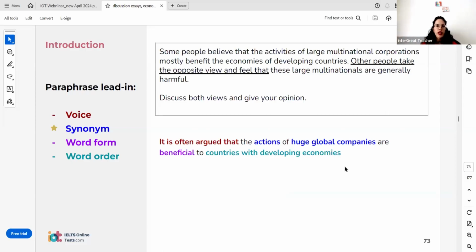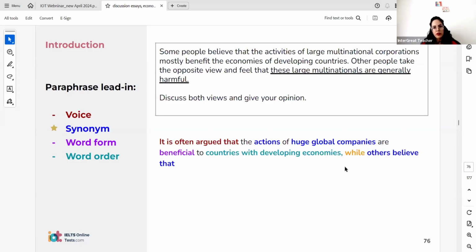So it is often argued that passive actions of huge global companies, synonym, are beneficial, word form, to countries with developing economies, word order. Let's continue. Now I want to create this contrast between the two sides, the beneficial and the harmful side. While shows this contrast. While others believe that, you see I'm using synonyms. Now, these large multinationals are generally harmful.